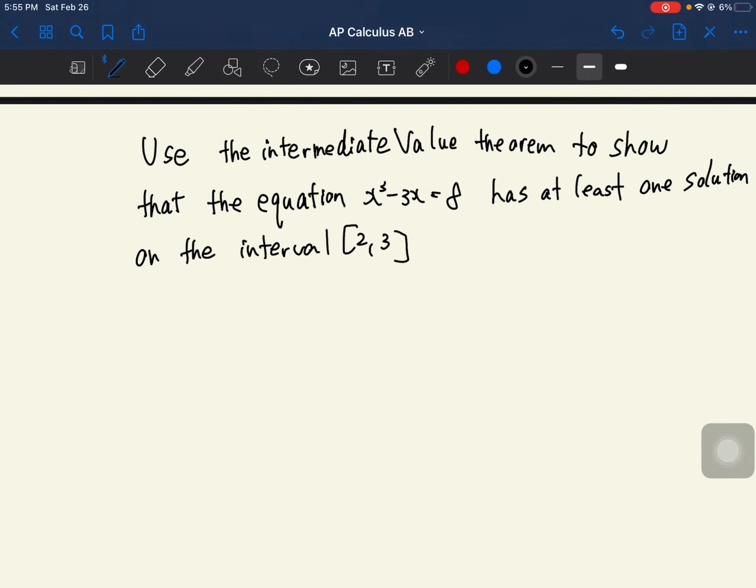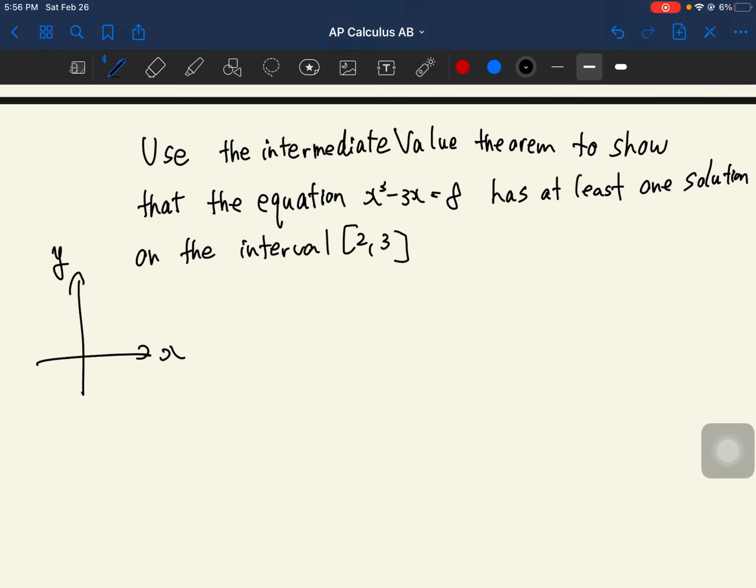Today I'm here to explain about this question. Use the intermediate value theorem to show that the equation x cubed minus 3x equals 8 has at least one solution on the interval between 2 and 3. So in this question, you have to prove that this function at least has a solution between 2 and 3.